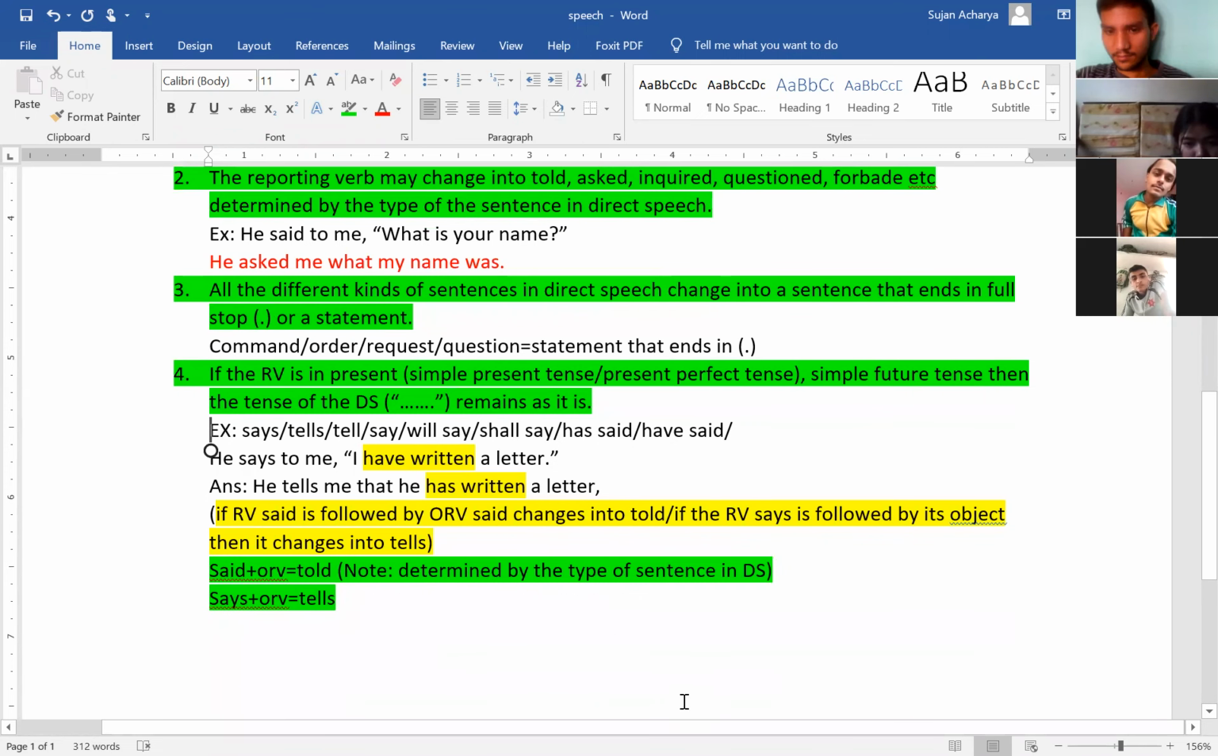If the reporting verb is in simple present tense, present perfect tense, or simple future tense, there is no change in the tense of the sentence in direct speech.